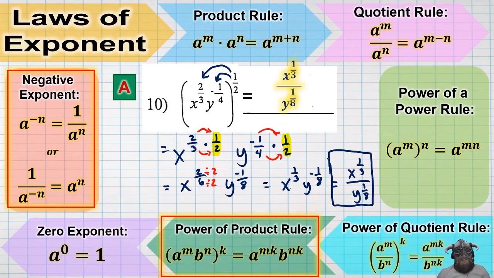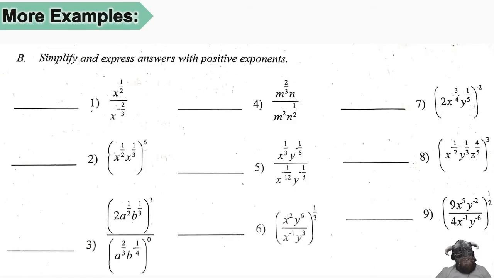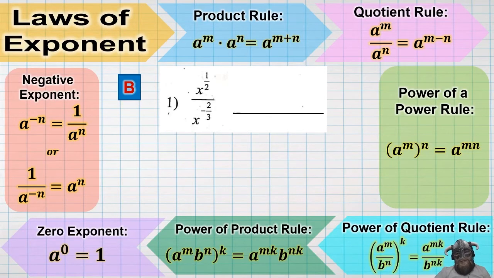Okay, so we are correct. Right now, we are ready to proceed to part B of the exercises that we had yesterday. So, this is 1 to 9. Some of them are a bit complicated, but let's try to answer each of them. So, let's start with number 1. We have the given x raised to 1/2 over x raised to negative 2/3.